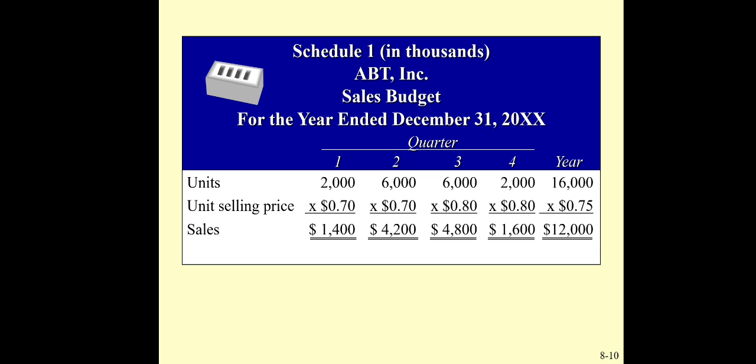So let's see the example here. The company is ABT Incorporated. The name of the budget is sales budget. There is a financial year there, and then the budget is divided into quarters, or a quarterly budget. So see here, you have to memorize this.